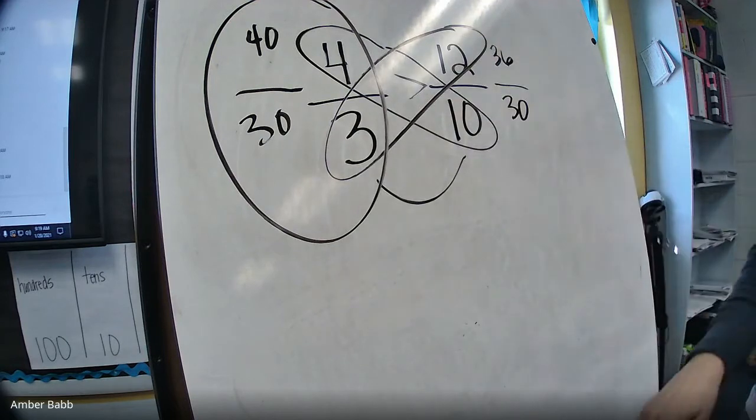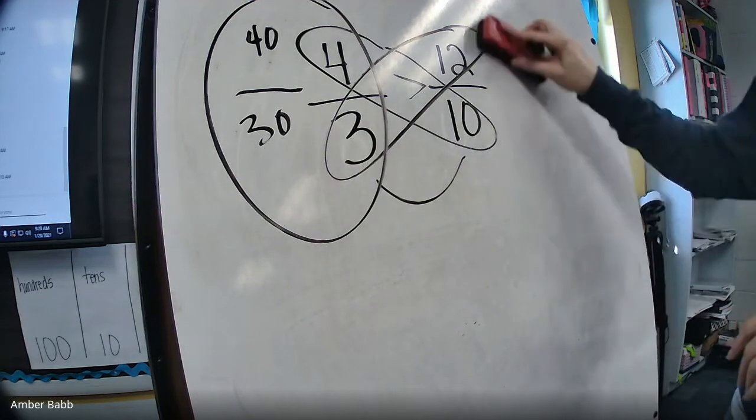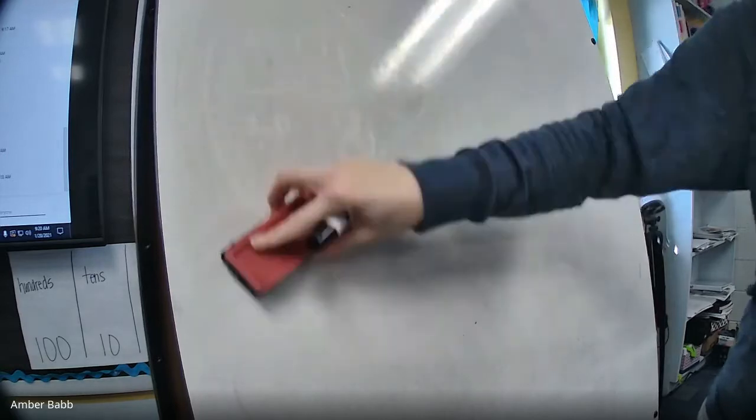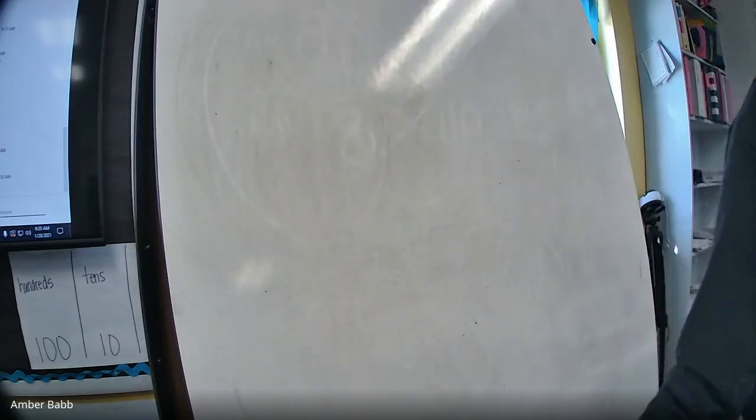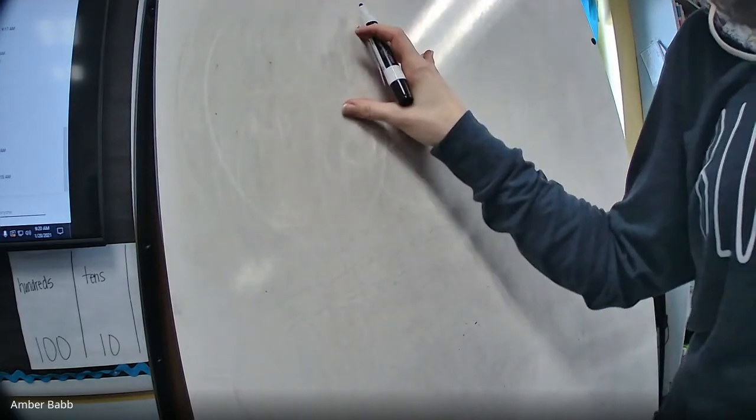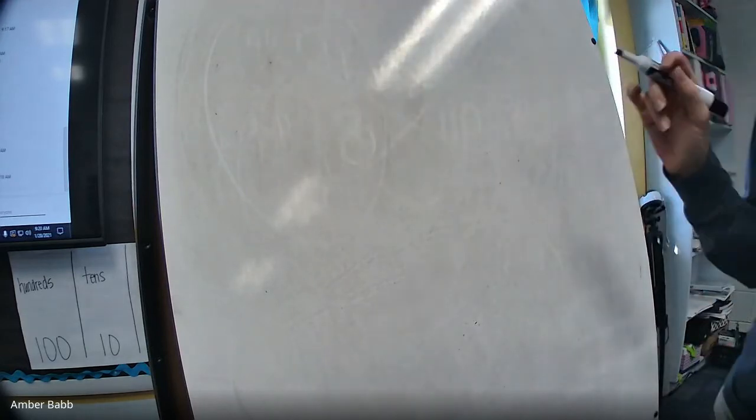Okay. There we go. All right, let's do one more, and then I'll let you guys get going on your worksheet. This time I'm going to make it a mixed number that you have to convert to improper, and then do your butterfly, okay?